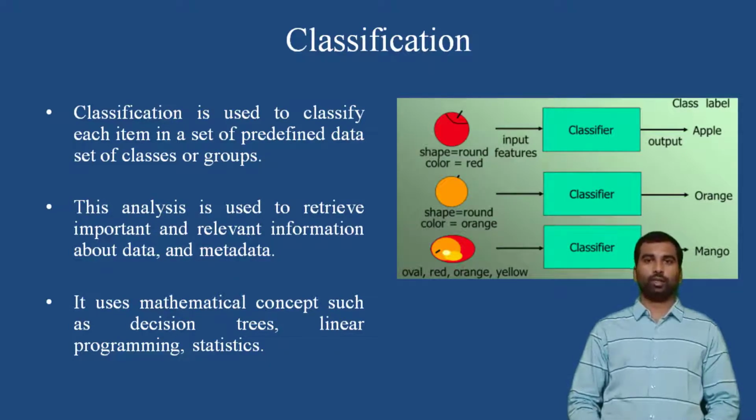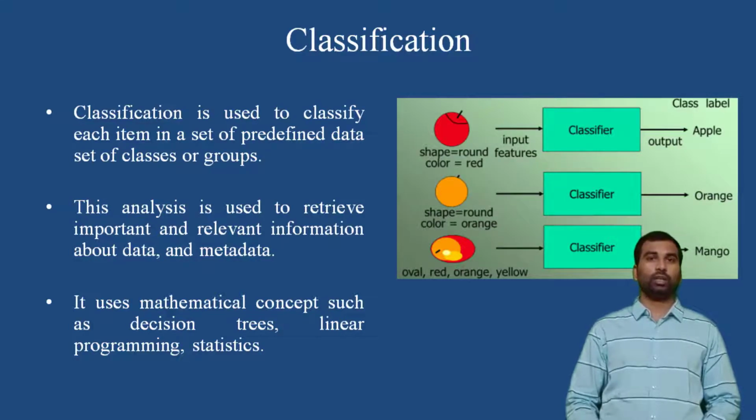You can consider the diagram here. Here I have a classifier. The classifier classifies the first fruit as an apple because it considers the shape and the color of the fruit. Based on the shape and the color, it can be considered an apple. The second fruit can be considered an orange. The classifier considers the shape is round and the color is orange, so it can be considered an orange.